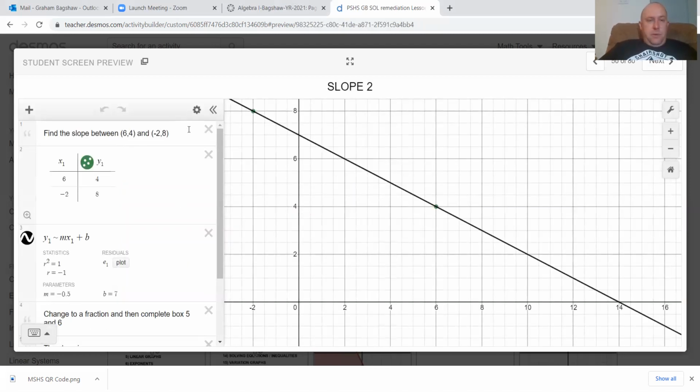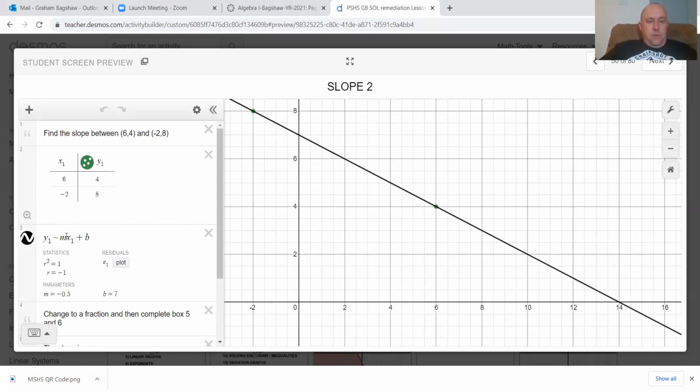Find the slope between 2 points. You can definitely use y2 minus y1 over x2 minus x1. Absolutely, you can use that. Or you can just include them in a table. So plus, select table, type in your 2 coordinates here and here, and then use your modeling equation, which we know we're going to need at some point in this test anyway. y1 ~ mx1 + b, and then your slope at the bottom here will be the number for m.